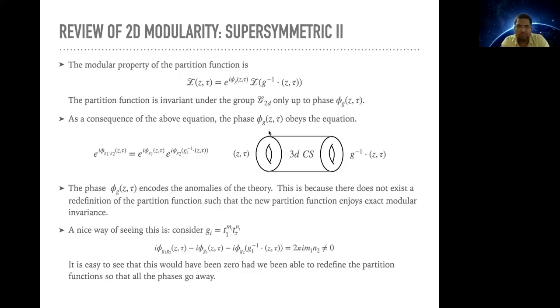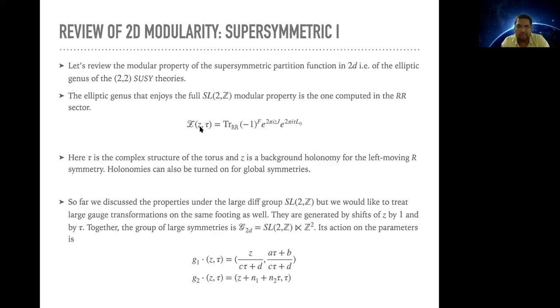If there were many holonomies z_i, then this group would be SL2Z semi-direct product Z squared to the power R, where R is the rank of the global symmetry. And the action, just to summarize its action on the parameters, focusing on the case of R equals 1, is simply this. This is just the familiar action on tau of the SL2Z part, and this is the shift action on z of the Z squared part. I hope this discussion is clear.